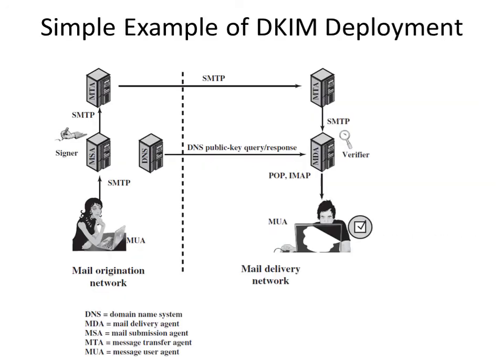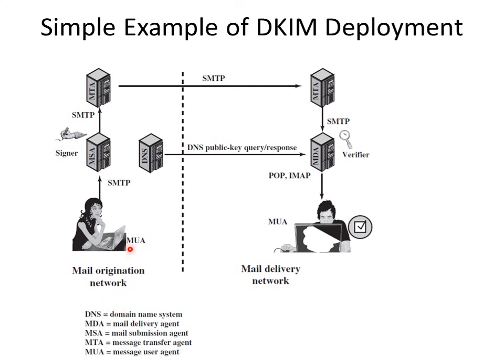Let us look at the example of DKIM deployment. So here are some of the terminologies that you may look into. DNS stands for Domain Name System. MDA stands for Mail Delivery Agent. MSA stands for Mail Submission Agent. MTA stands for Message Transfer Agent. MUA is the Message User Agent.